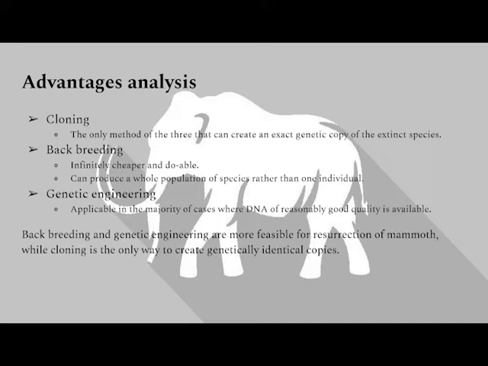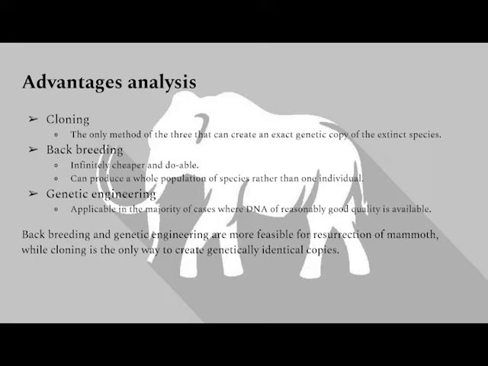However, since it is very difficult to find a viable mammoth cell, backbreeding and genetic engineering provide more feasible ways for us. In backbreeding, the created animals can be very similar to the extinct wild type in phenotype. Although the gene pool may differ from the extinct one, backbreeding is far cheaper and more doable, and it can produce a whole population of species, rather than one individual, such as in the case of cloning.